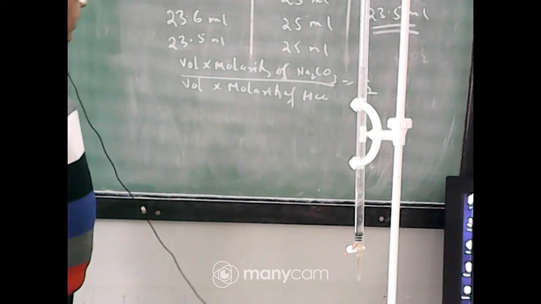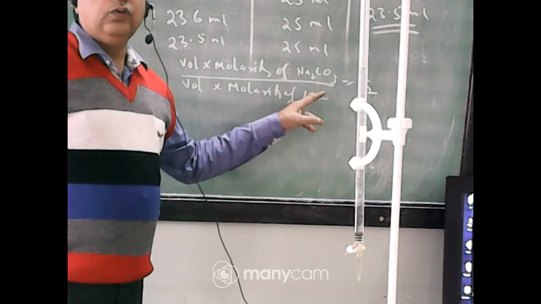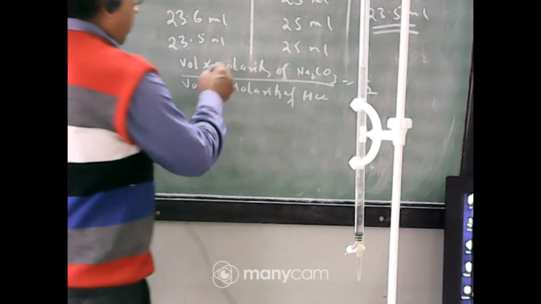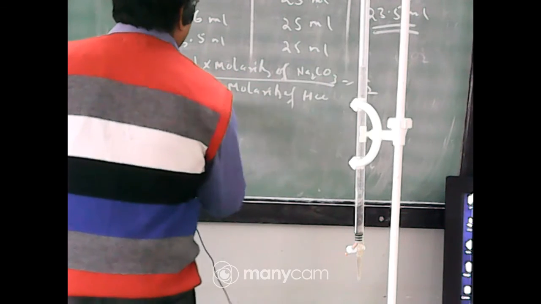Why we write 1 by 2? Because 1 molecule sodium carbonate reacts with 2 molecule HCl. Now what is the volume of Na2CO3, the titer value? 23.5 ml.